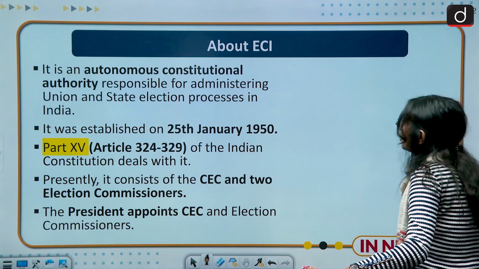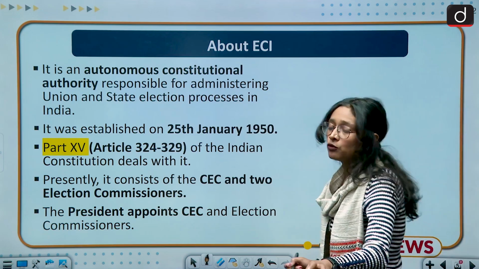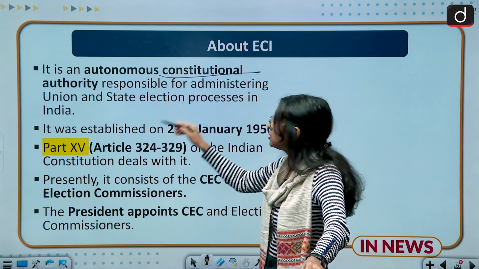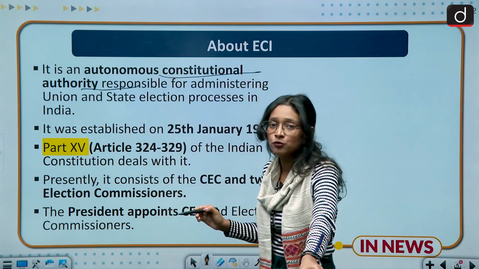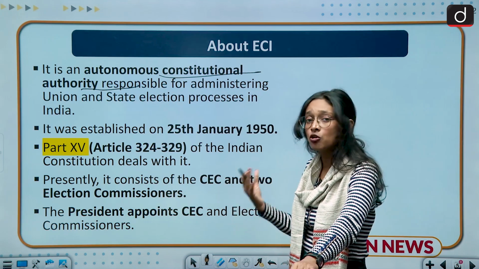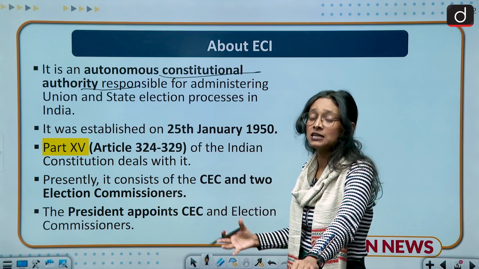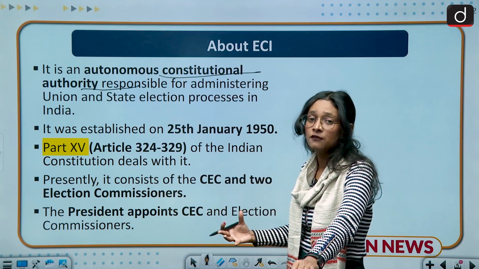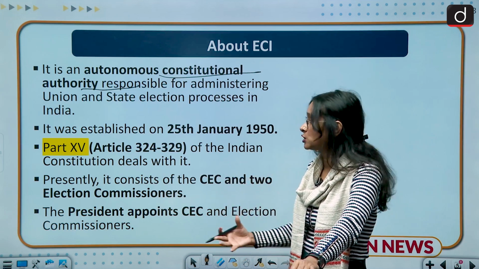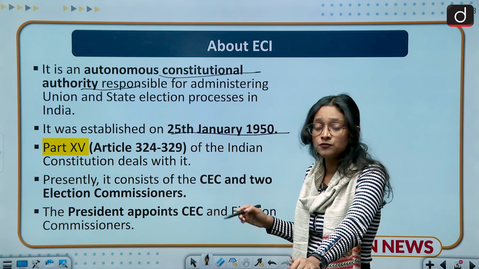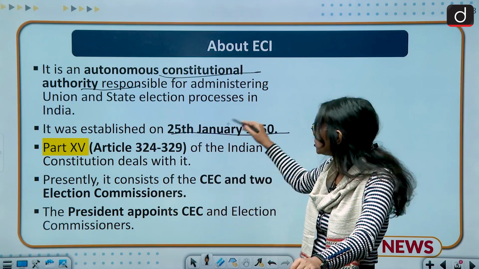Next slide is about ECI. So what is the Election Commission of India? It is an autonomous constitutional authority. Here you have to be very careful whether it is a constitutional authority or not, but it is a constitutional authority, and in the Constitution we have provisions related to elections. It was established on 25th January 1950, and 25th January is also marked as National Voters Day.